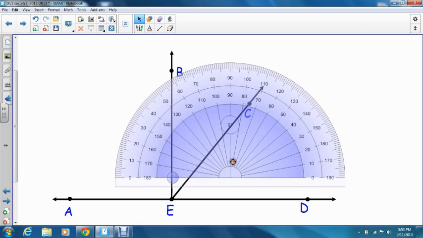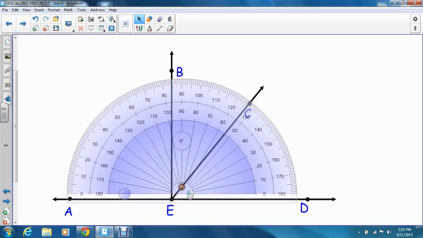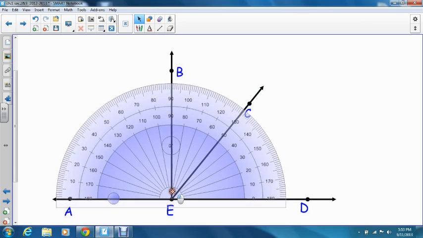All right, so anytime I use a protractor, I want to look for something in the middle. There should be something that lines it up. Some will have a hole in the middle. Other ones will have this little crosshair looking thing right here, and that's what's going to go on the vertex. So I'm going to put that on my vertex, and now I'm going to go ahead and measure my angle.